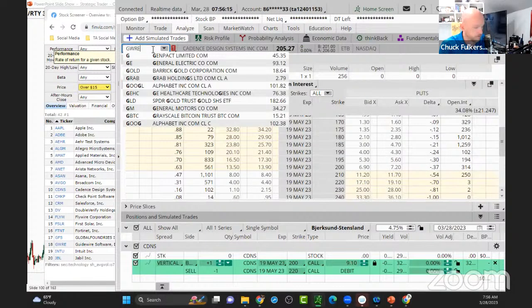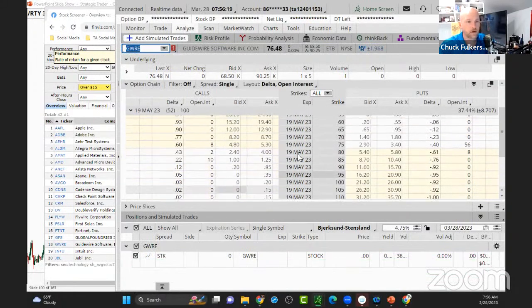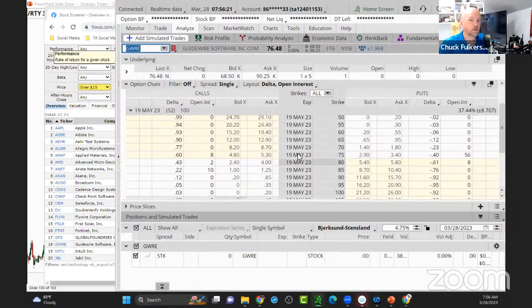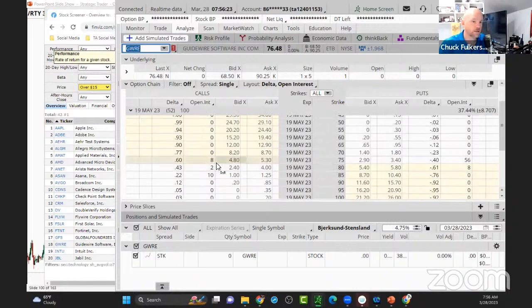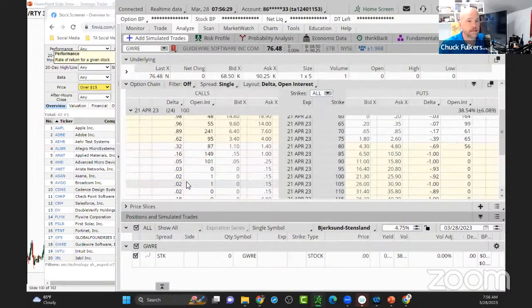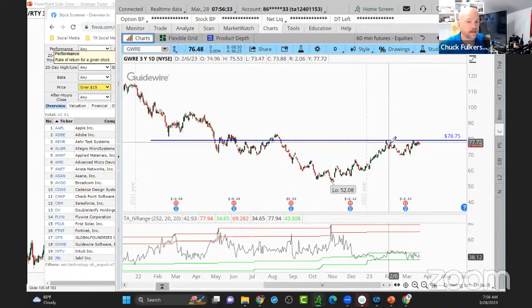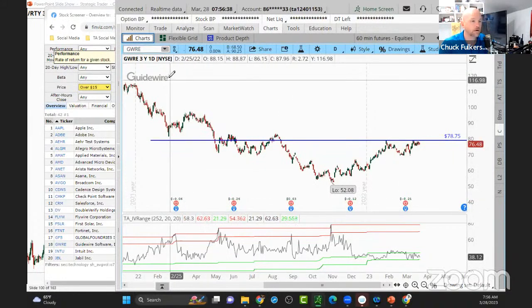GWRE, let's look at the options on here. Options are terrible. So unless you want to trade the stock, this one makes no sense. Options liquidity is just not going to be there for that trade to make any sense at all. So while I like it, I like it a lot, the options liquidity makes no sense on GWRE.